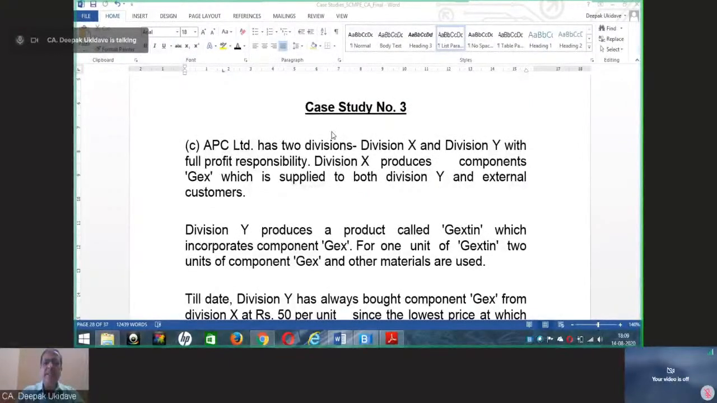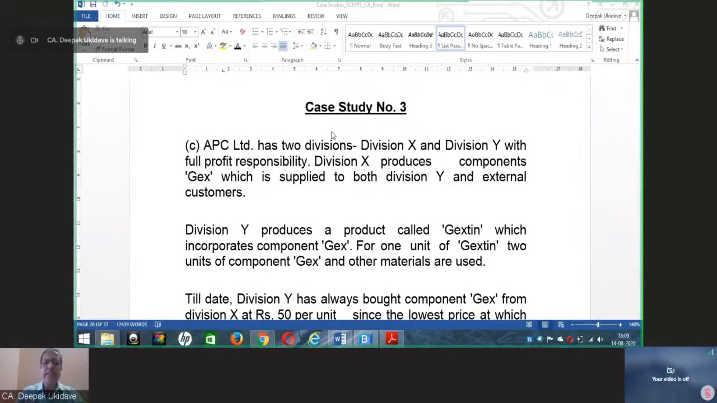And if you add 4560 plus 8960 for division X, the company's overall contribution is 13520. This is the overall contribution for the company. If you add the figures, you will get this. 4560 plus 8960. Right? If all of you have understood this calculation, most important calculations, here 2 points are to be remembered.